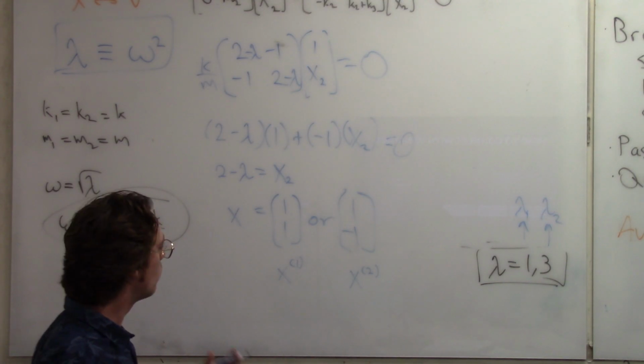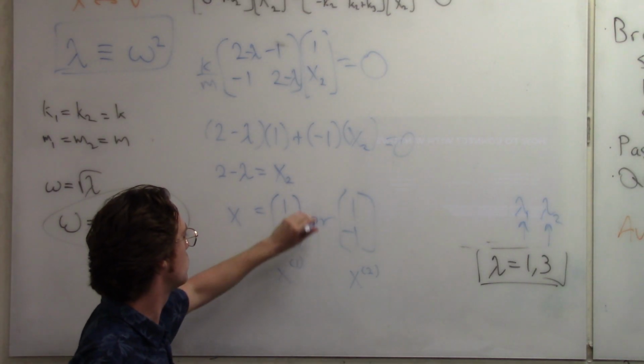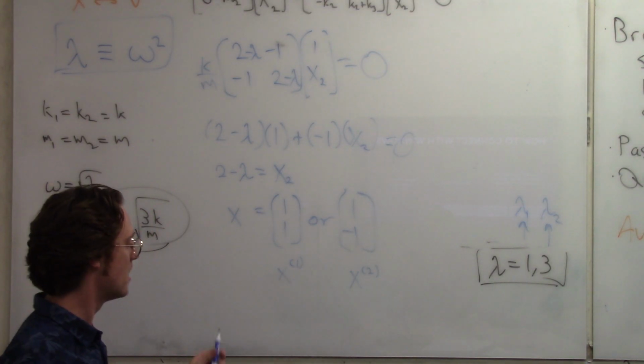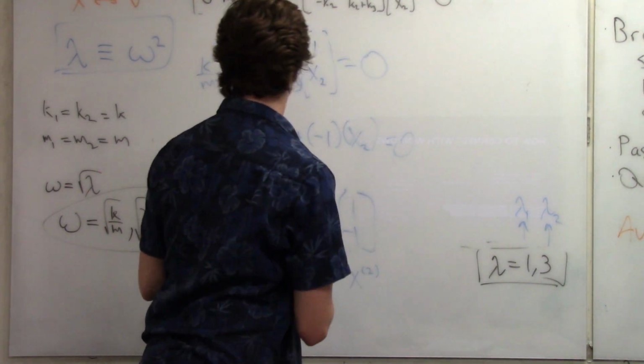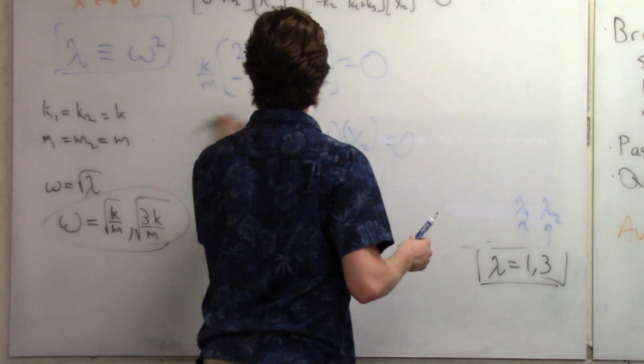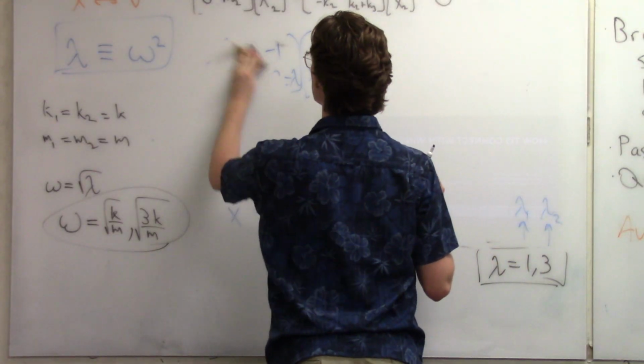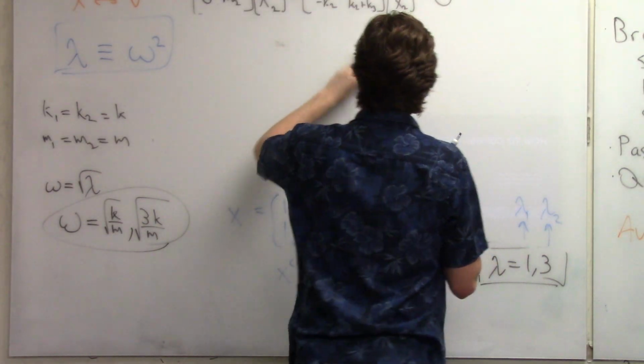Okay. So now what this is going to look like, because we had x1, x2, x1, x2. When we draw our system again, here's what the mode shapes actually mean.